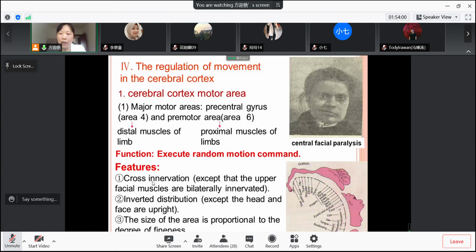If there is a fill-in-the-blank question, you should answer: crossed innervation, inverted distribution, and the size of the area is proportional to the degree of precision, and the functional position is acute. You should understand this by yourself. If you answer this, very good. If you don't answer, that's okay, I know.